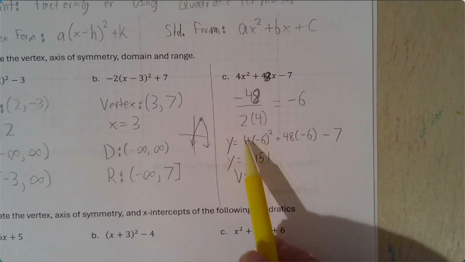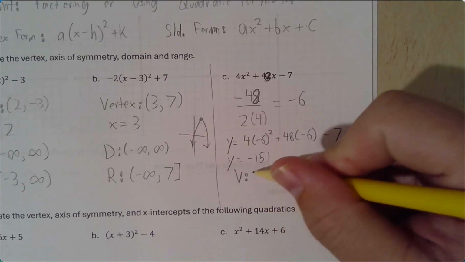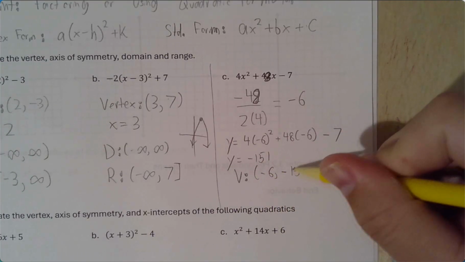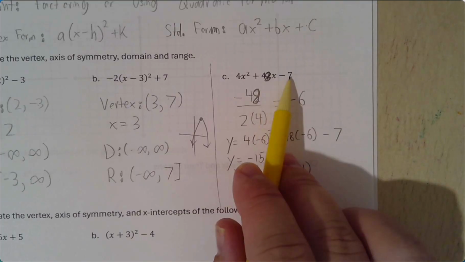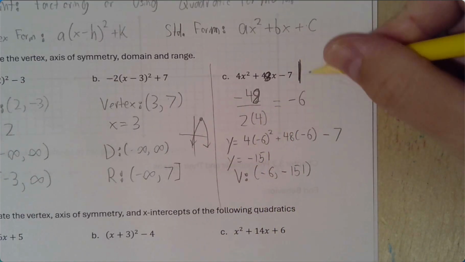But remember that whatever this first thing was, it should have been positive something, because that negative 6 got squared and became positive. Anyways, I now know my vertex. It is negative 6 comma negative 151. And just fun fact, because I've now found this out, there's a way to rewrite this in vertex form. This is not what the question's asking, but let's do it anyways.